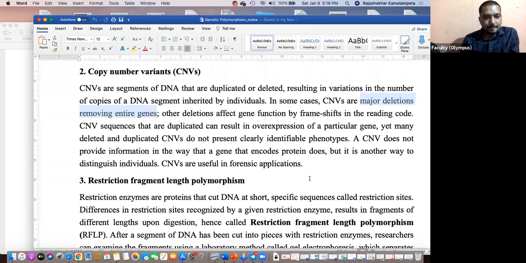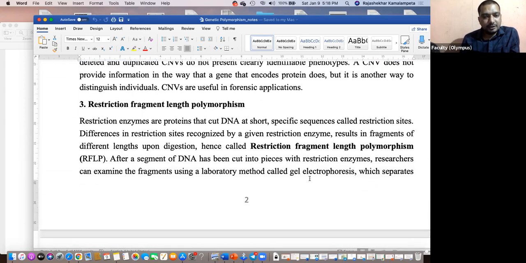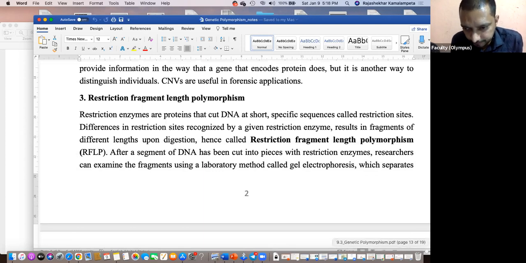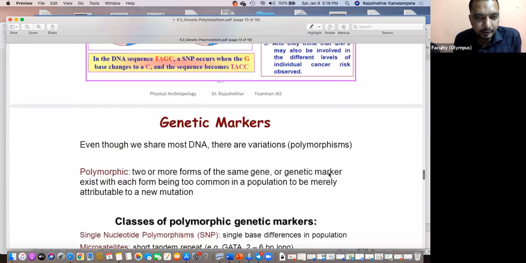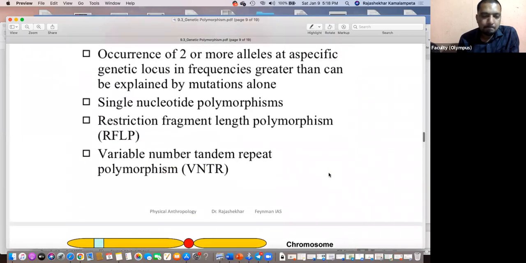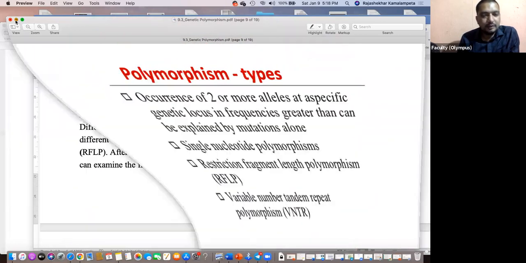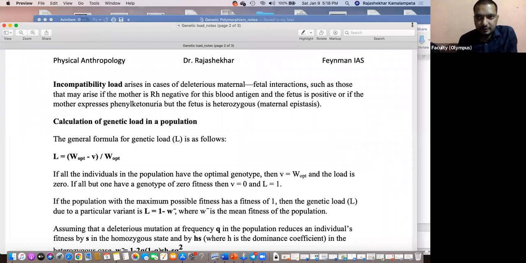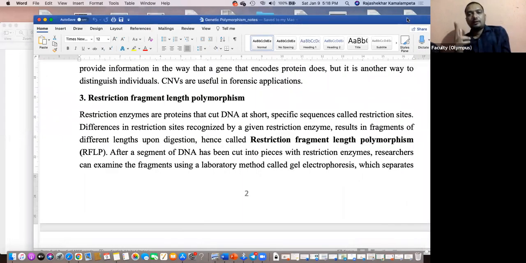Yeah, 2 more types. RFLP, restriction fragment length polymorphism. Okay. So you all know what is restriction enzyme? Scissors, molecular scissors. Enzymes that cut DNA are called restriction enzymes. We learned about that in 9.1 in biotechnology. For now, just remember, there are some enzymes which can cleave the DNA sequences. Some of these are called restriction enzymes.